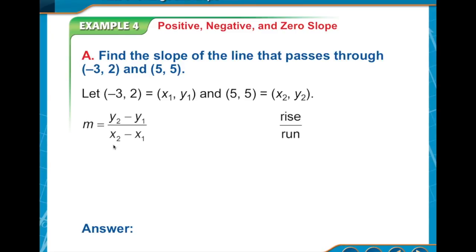And now to solve this whole thing, we just plug in the numbers. So y2, where's y2 in this whole thing? y2 is 5. We're going to subtract. What is y1? Well, y1 we said is 2. So 5 minus 2 on top.